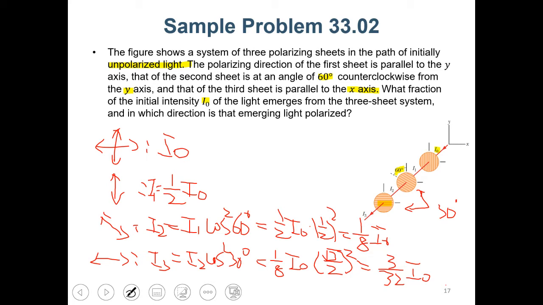Or we can write it as 0.094 I0. So which is in x-axis. So this is... any questions?